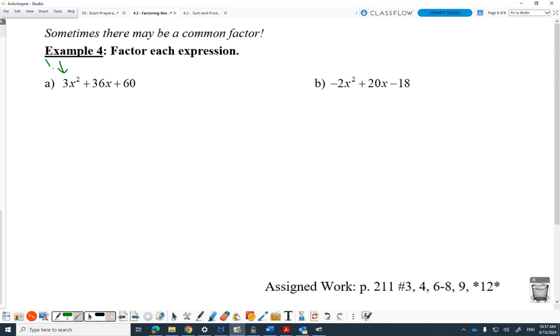What's the first type of factoring to look for? What's it called? Wait, could you not just do this? Common factor. All right.